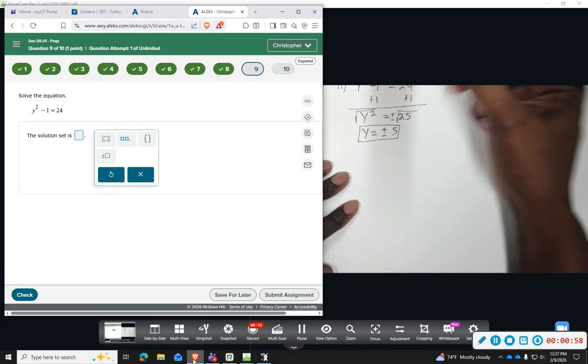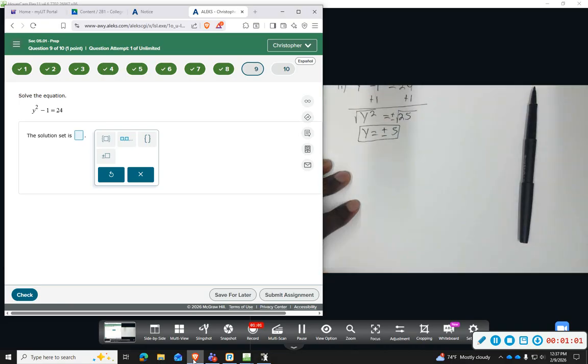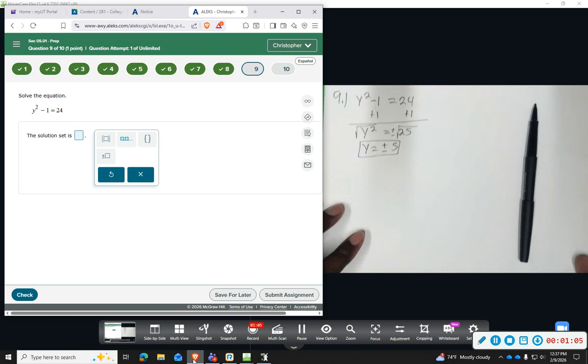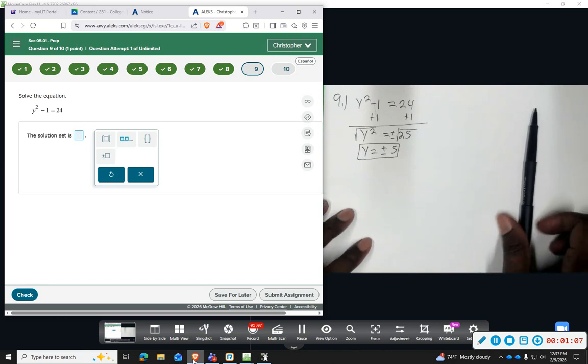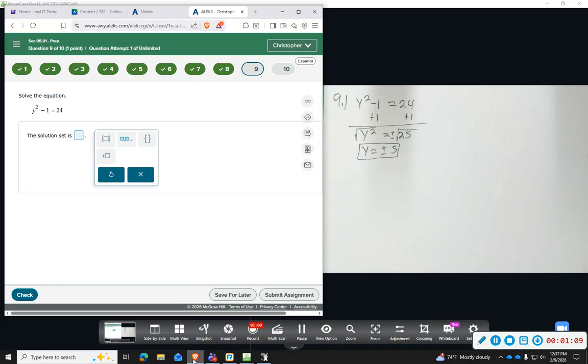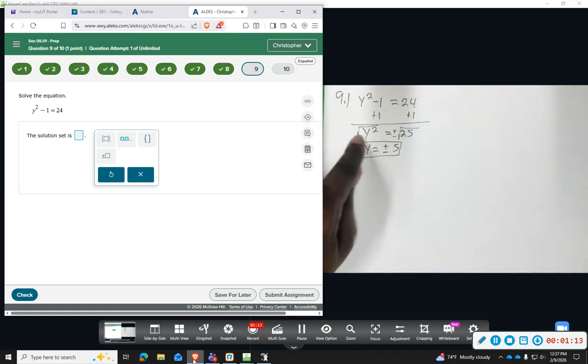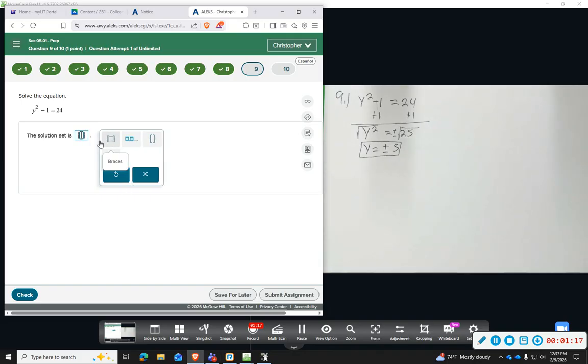And of course you can plug that in and just check it out. It should work out. I'm sorry, I didn't look at the screen and didn't realize everything was off. So the y squared minus 1 is 24. Add the 1 because of the minus, and we get the square root of 25. Looks like they wanted it in set builder notation. Positive or negative 5.